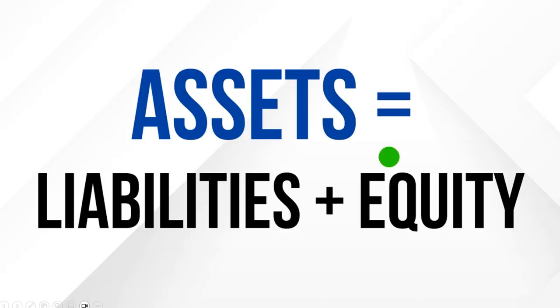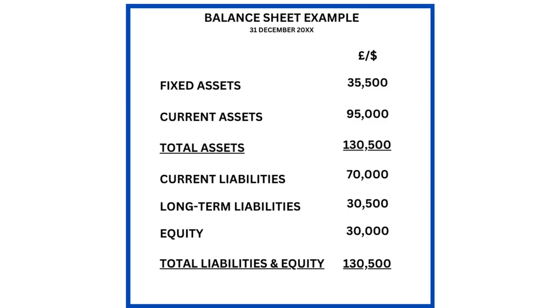Why do they balance? Why are they the same? Well, the assets equals the liabilities and the equity. If we add the liabilities and the equity together, we get 130,500. If we add the assets together, we get 130,500. This is the accounting equation. This is what the balance sheet is all about, displaying that accounting equation. All the assets of the business, all the liabilities of the business, all the equity, and it balances. The assets balance the liabilities and the equity.